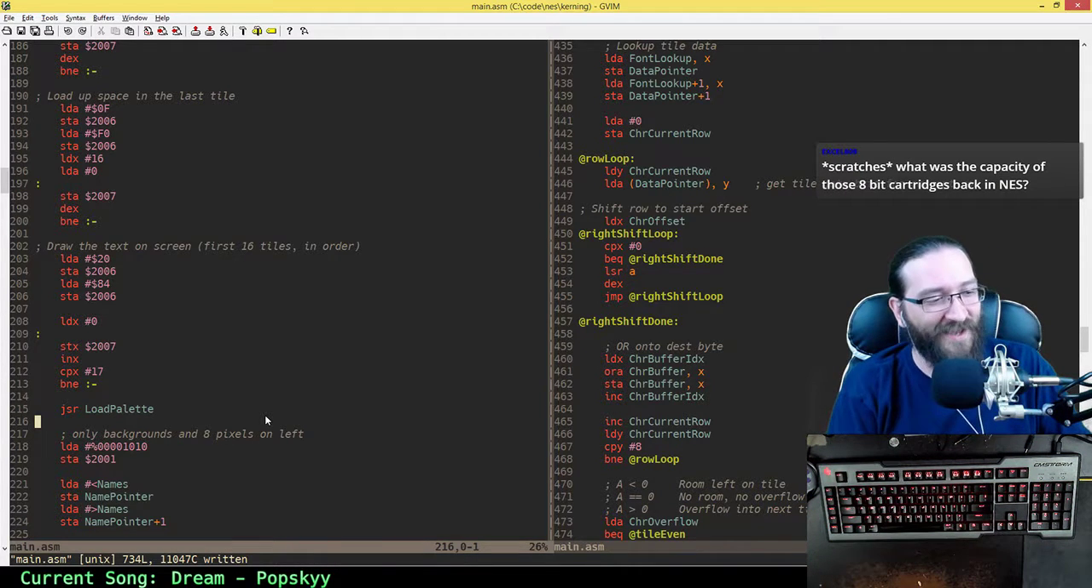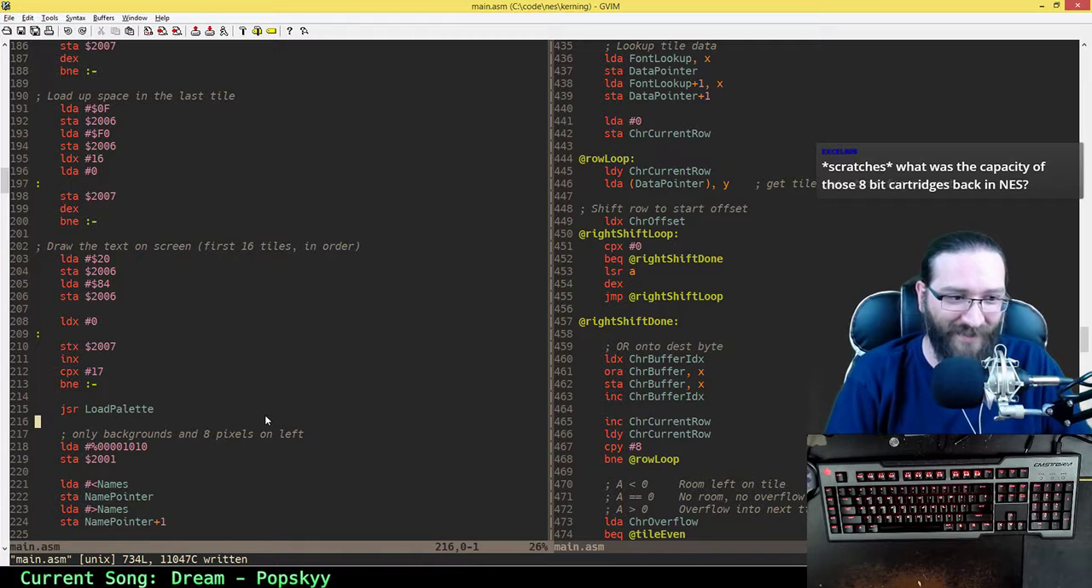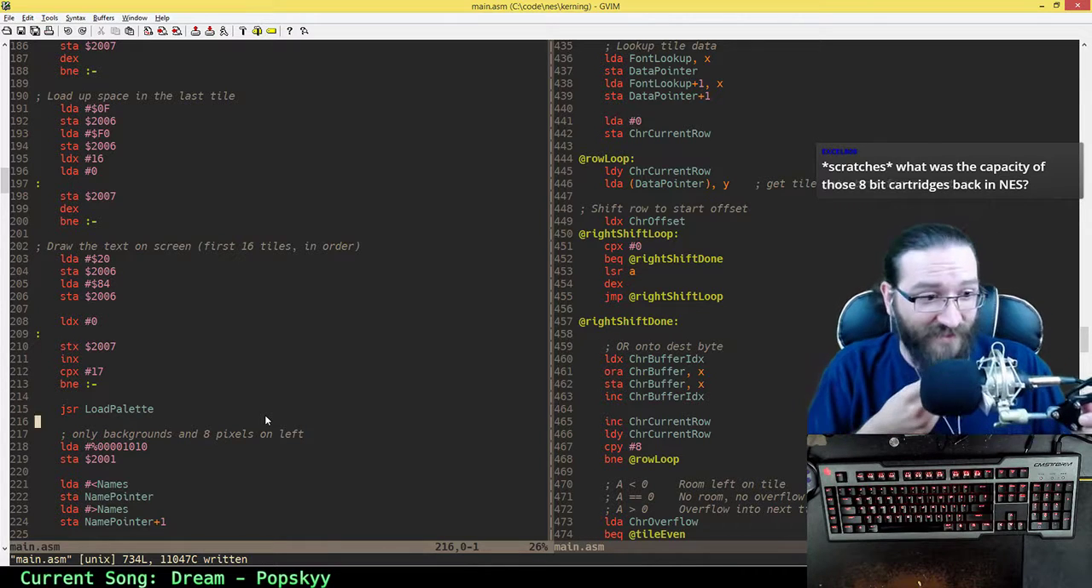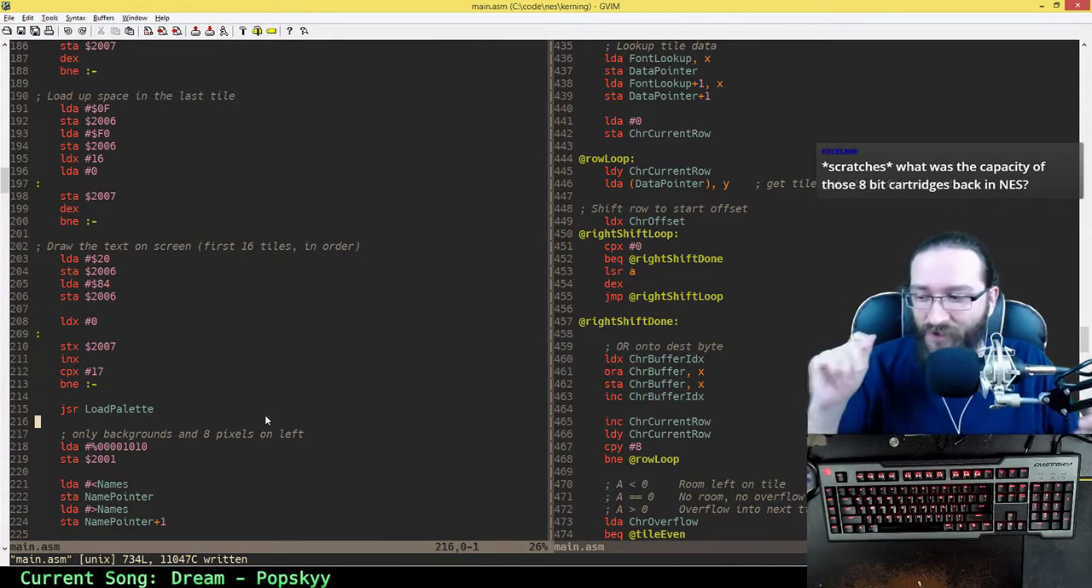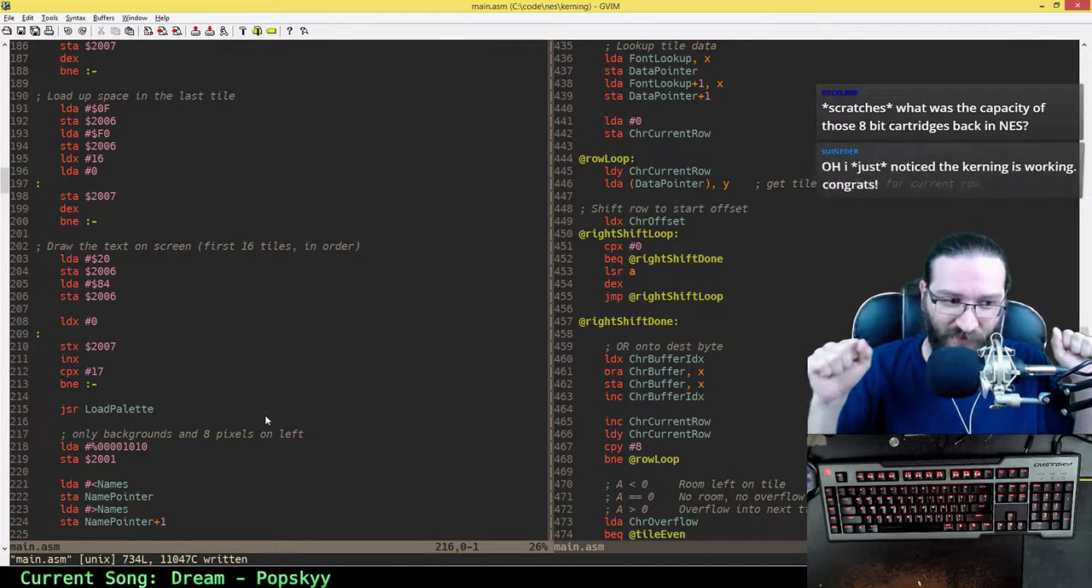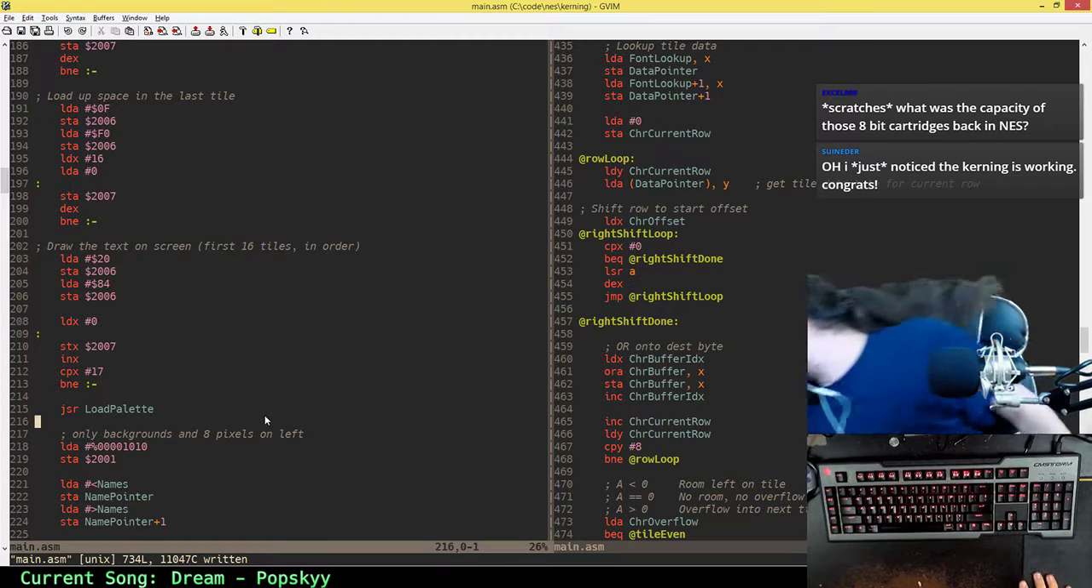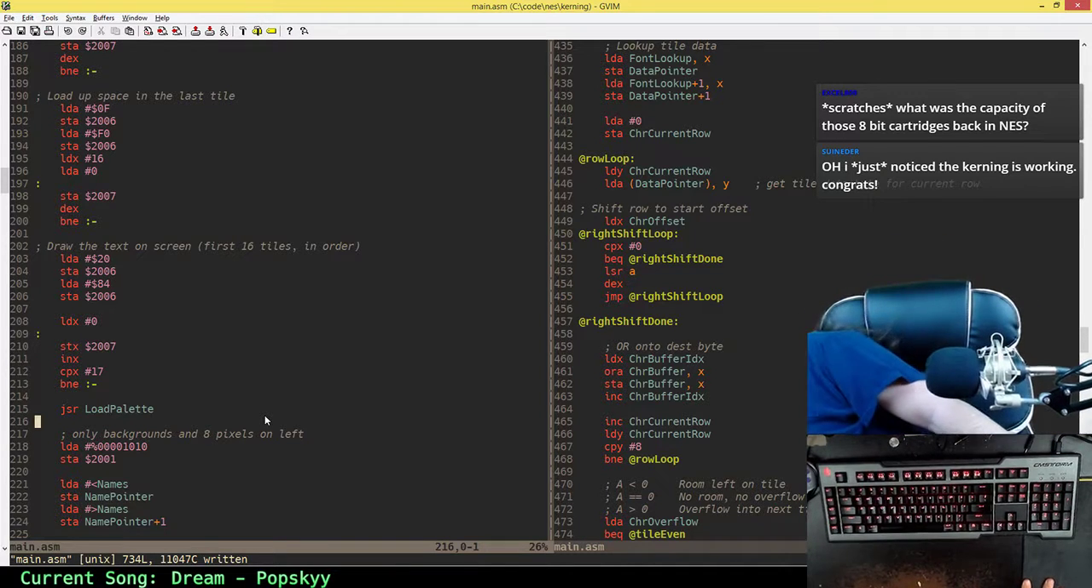What is the capacity of those 8-bit cartridges back in NES? So it depends. It depends. So the early games, the launch titles. So let's see.